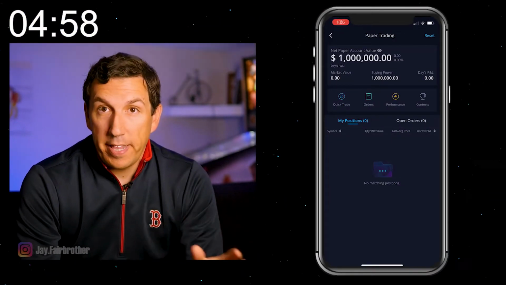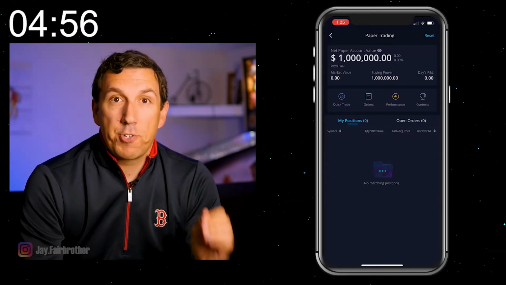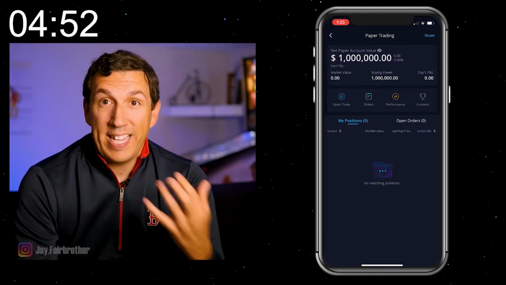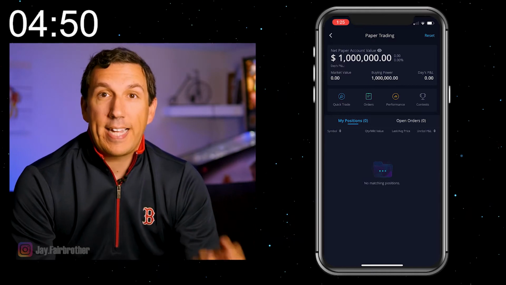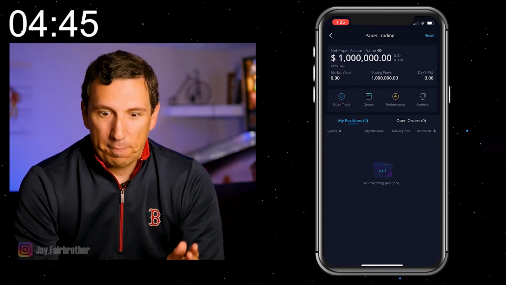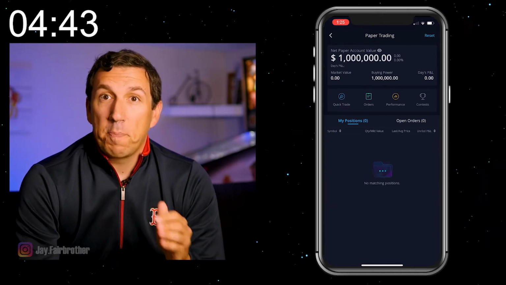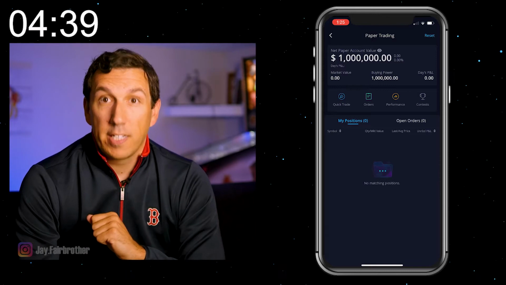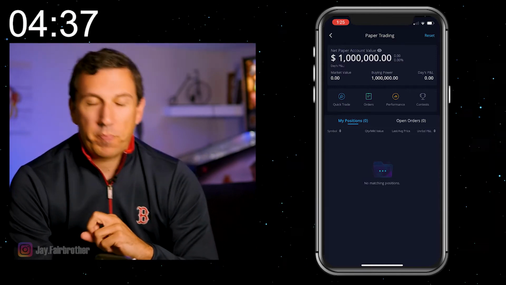Okay, so I'm here within the WeBull app. I'm using their paper trading feature, which is a great feature. It lets you practice using the app, practice buying and selling stocks with play money so you don't make any mistakes and lose real money. So obviously, I want it to be as realistic as possible to my normal portfolio. That's why I have $1 million here in my paper trading portfolio.